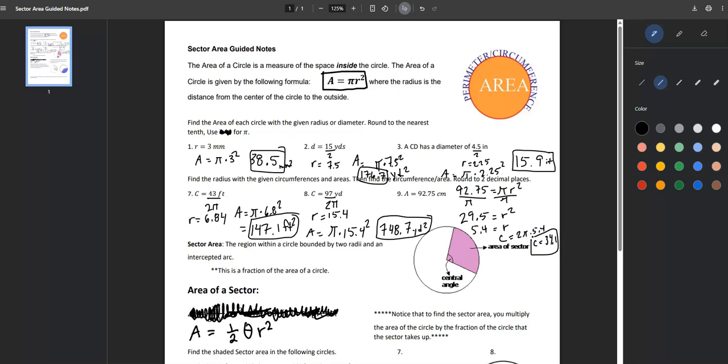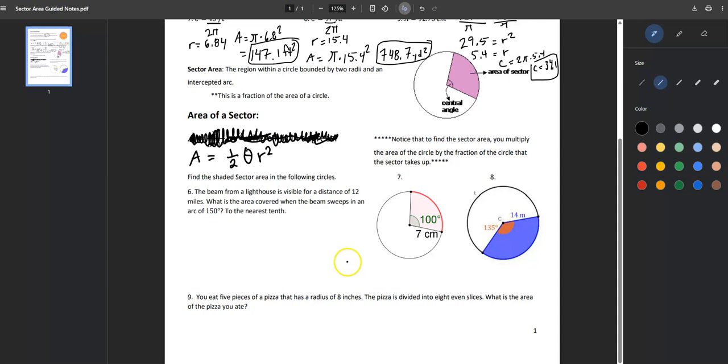Okay, so into sector area. Sector area is going to be a piece of it.